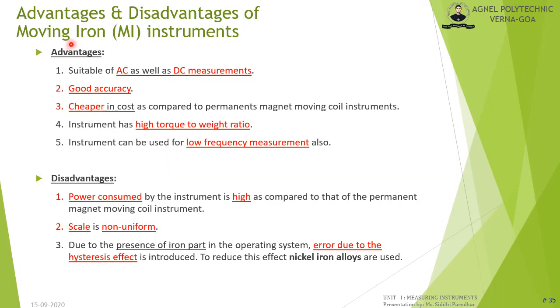Advantages of using moving iron instruments are they are suitable for both AC as well as DC measurements. They have very high accuracy and are cheaper in cost. The instrument has high torque to weight ratio and can be used for low frequency measurement. Disadvantages of using moving iron instruments are: first one, they consume high power, their scale is non-uniform, and due to the presence of iron part in the operating system, errors due to hysteresis effect are introduced. These errors can be reduced by using nickel iron alloys.